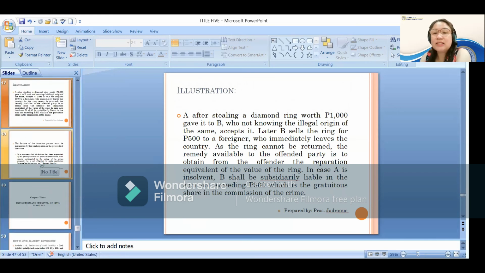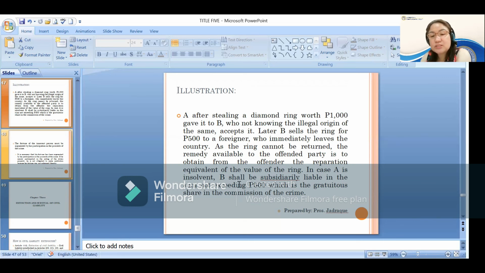A, after stealing a diamond ring worth 1,000, gave it to B, who, not knowing the illegal origin of the same, accepts it. Later, B sells the ring for 500 to a foreigner, who immediately leaves the country. As the ring cannot be returned, the remedy available to the offended party is to obtain from the offender the reparation of the value of the ring. In case A is insolvent, B shall be subsidiarily liable in the sum not exceeding 500, which is the gratuitous share in the commission of the crime.